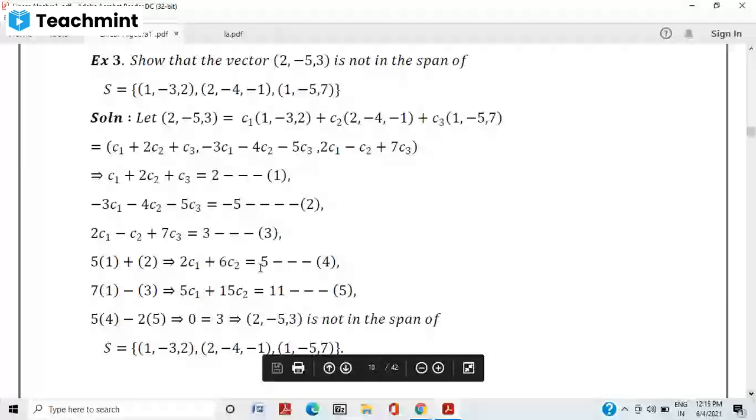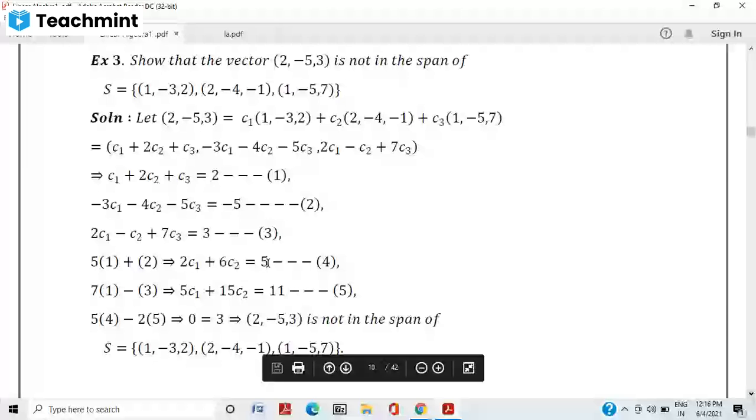Then we will solve it for C2. Then what do we get? Here we should multiply equation 4 with 5 and equation 5 with 2. Then 10C1 minus 10C1 is 0. Here what do we have to multiply? 5 into 6 is 30, 15 into 2 is 30. Then 30 will be cancelled, and we get 0 here.